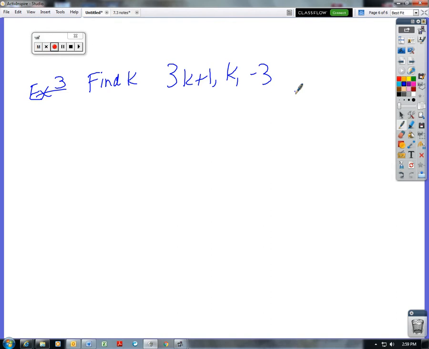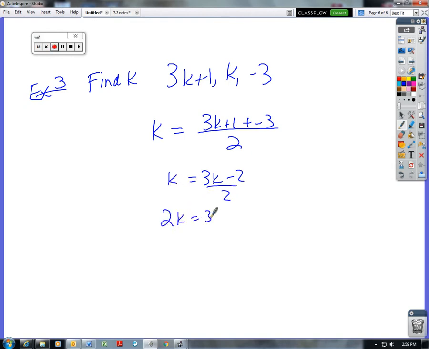And you know, there's a couple ways you can do this. Once again, what popped out in my head was, hey, k is the arithmetic mean of these two out here. So let's set it up and find it out. So that means k is equal to the sum of 3k plus 1 plus -3 divided by 2. And I see I've got 3k minus 2 over 2. Multiply both sides by 2. Subtract 2k, add 1. So that means k equals 1.